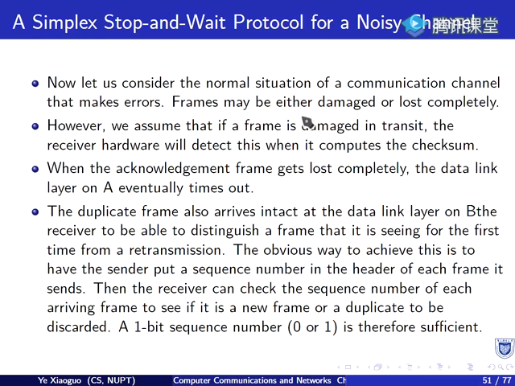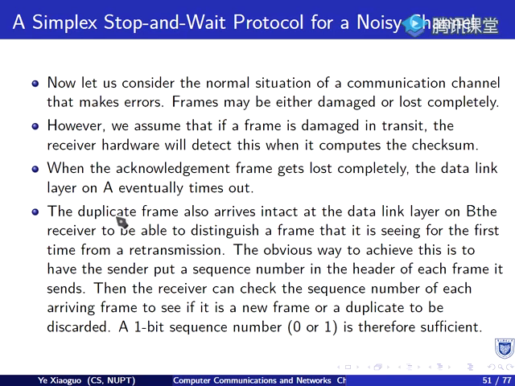Frames may be either damaged or lost completely. However, we assume that if a frame is damaged in transit, the receiver hardware will detect this when it computes the checksum. When the acknowledgement frame gets lost completely, the data link layer on machine A eventually times out. So it depends on a timeout clock.